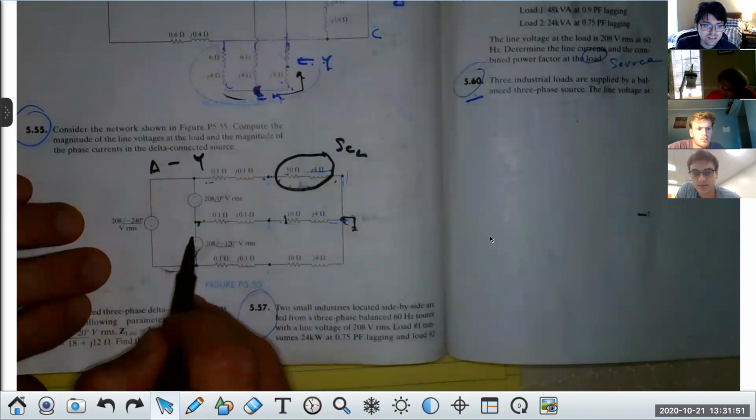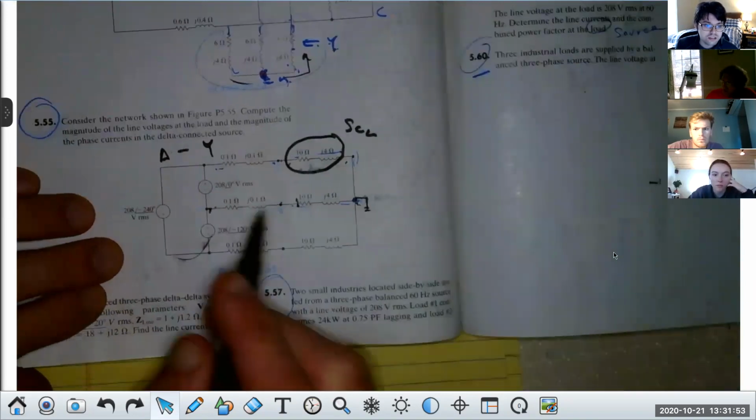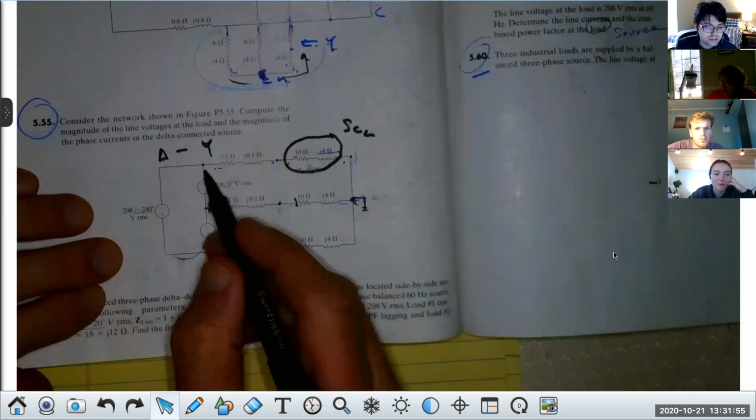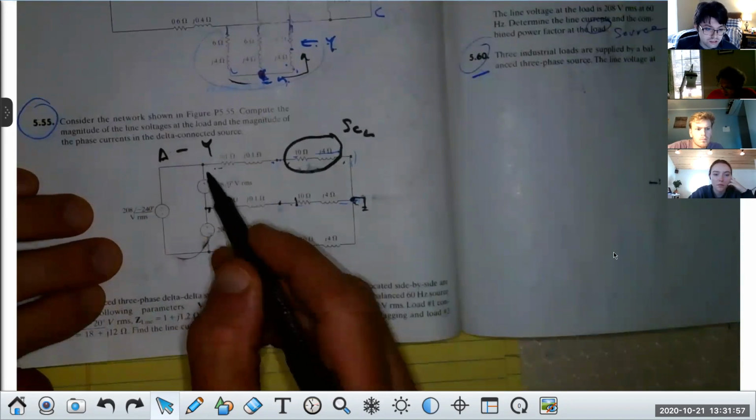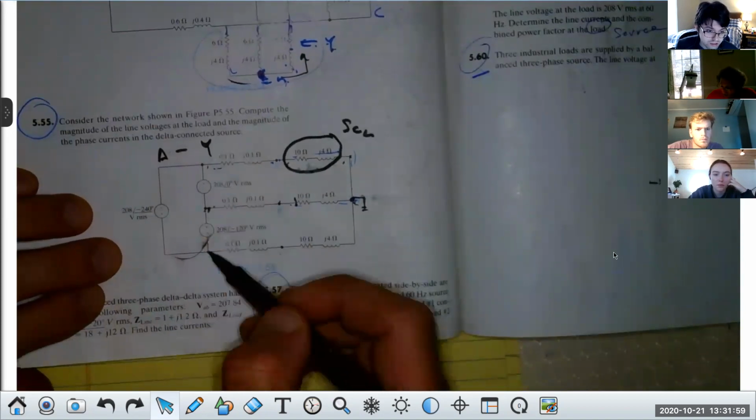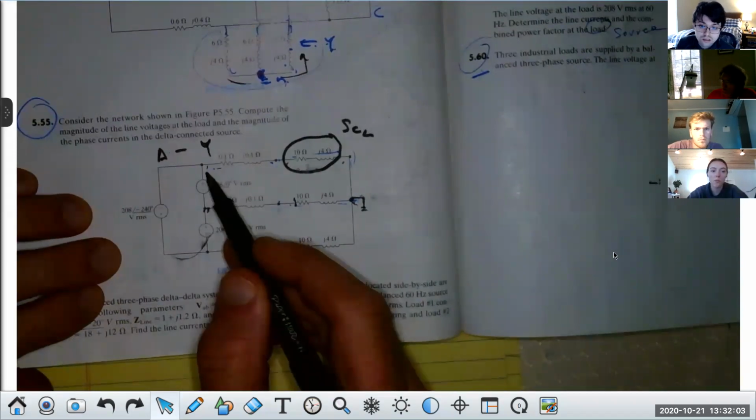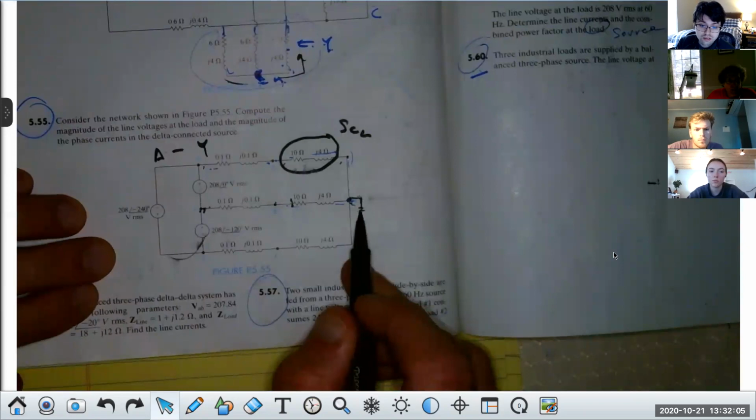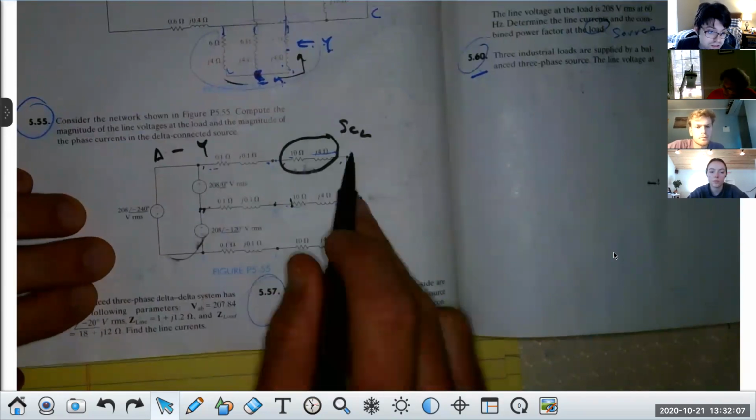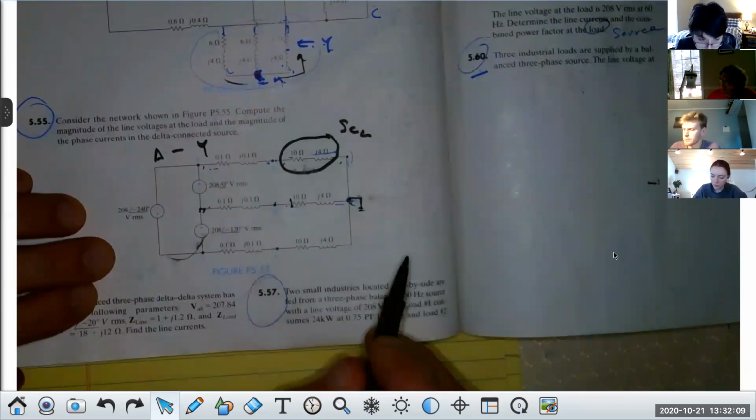Can you explain that a little more, please? Sure. You understand what a delta source is, right? The connections are only between the lines. There's no neutral. You see no neutral here, right? There's no point that connects all three sources. That's the key. If you look at a Y, there's a single point that connects all three sources. That would be a neutral. You all see that, class?